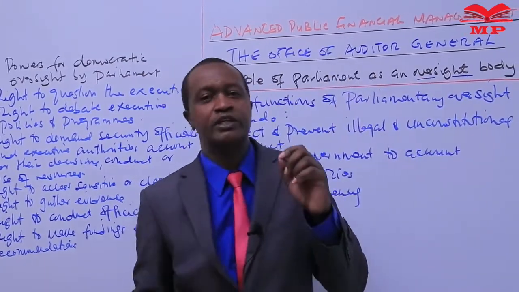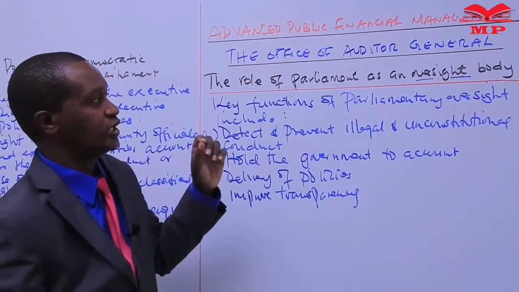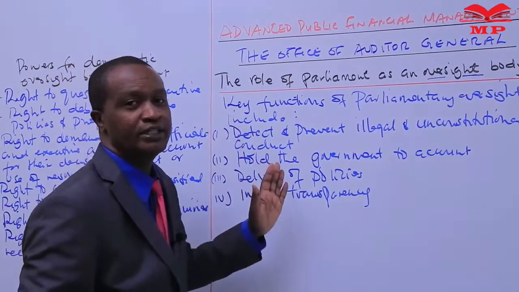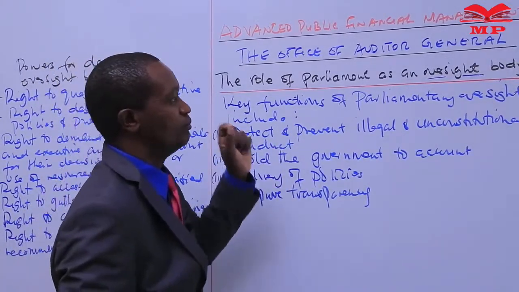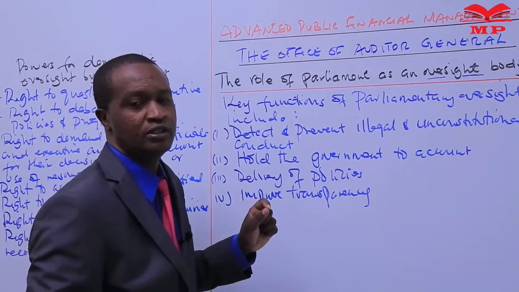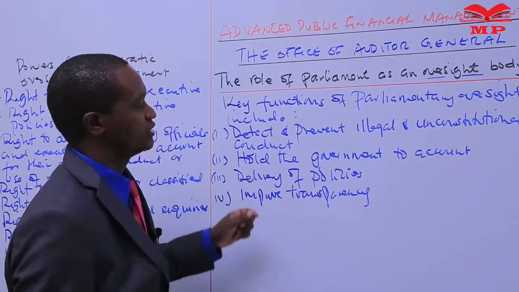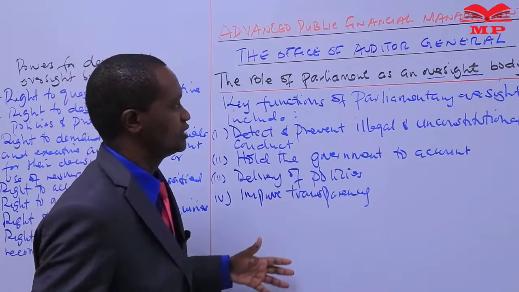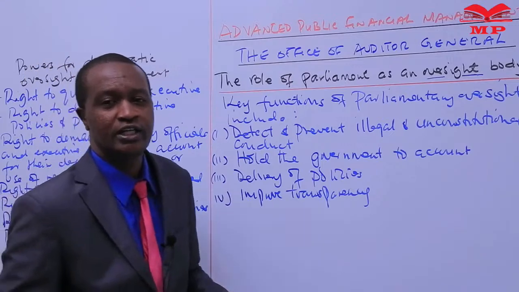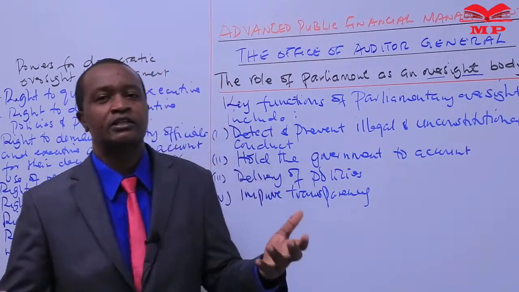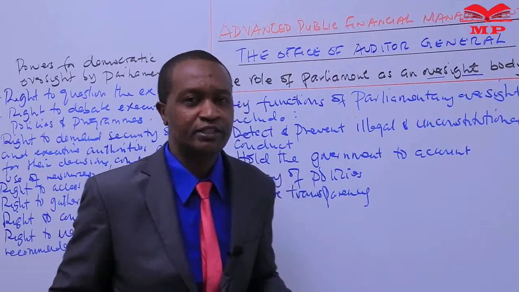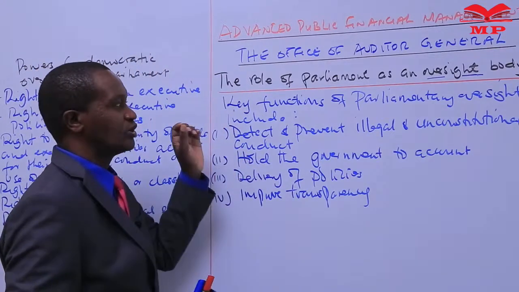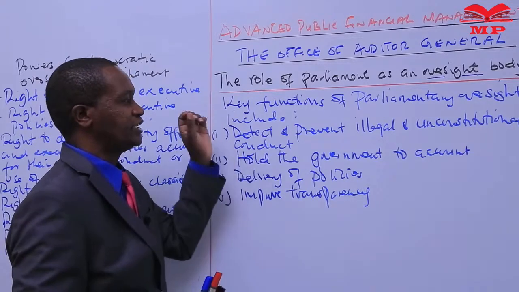And that effectively brings today's lesson to a close. We are studying the role of Parliament as an oversight body. We have said that by the end of this lesson, you should be able to outline the functions of Parliament oversight, and we've gone ahead to list the powers the Parliament has that will enable it to carry out the parliamentary oversight.